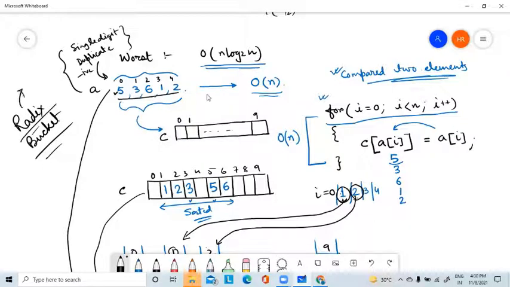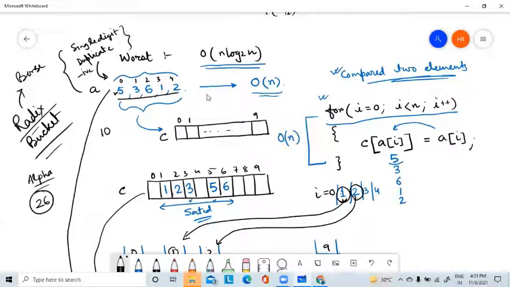Now radix actually means base. Since I am sorting decimal numbers, what is the base of a decimal number? The base is 10. So that's why I have taken 10 buckets. If I have to sort alphabets, I have to take 26 buckets, because there are 26 different alphabets in English.